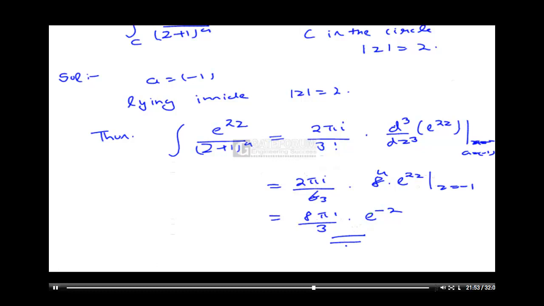Simple. We just have to use the formula and directly apply it to get the answer. There's no confusion in this. The only thing to remember is that the value of a should lie within the curve. If it is lying outside the curve, then by Cauchy's theorem, the integral directly becomes 0. Otherwise, the integral has some value.